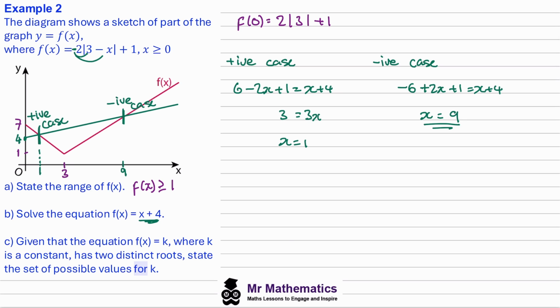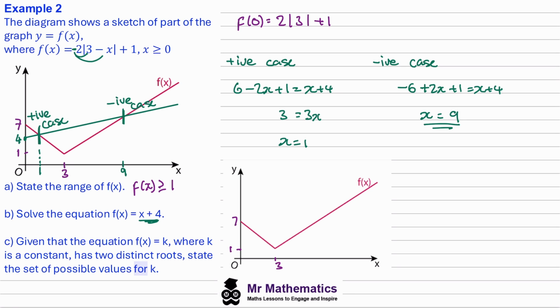Okay? And then for part C, given that the equation f of x equals k, where k is a constant, has 2 distinct roots, state the possible set of values for k. So we know this will be a horizontal line parallel to the x-axis. We know that when k equals 0, we'll have no roots.